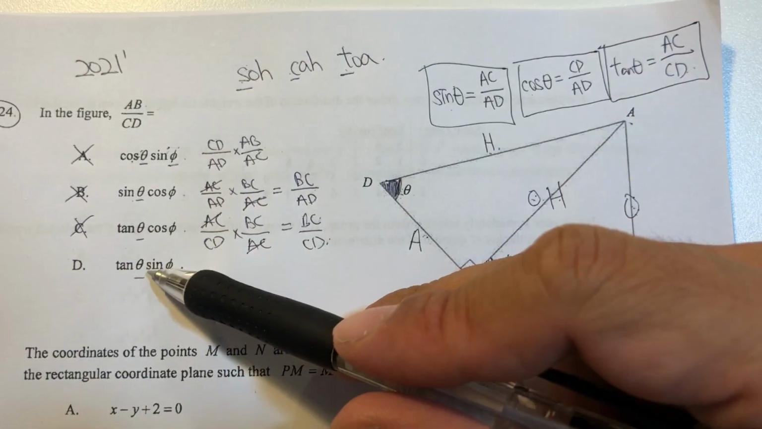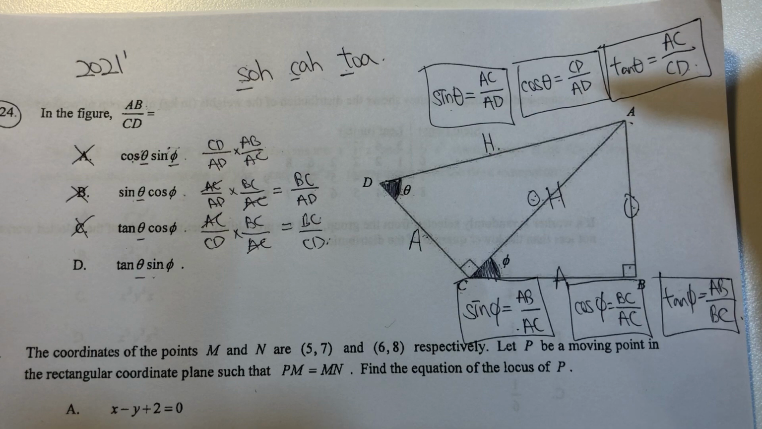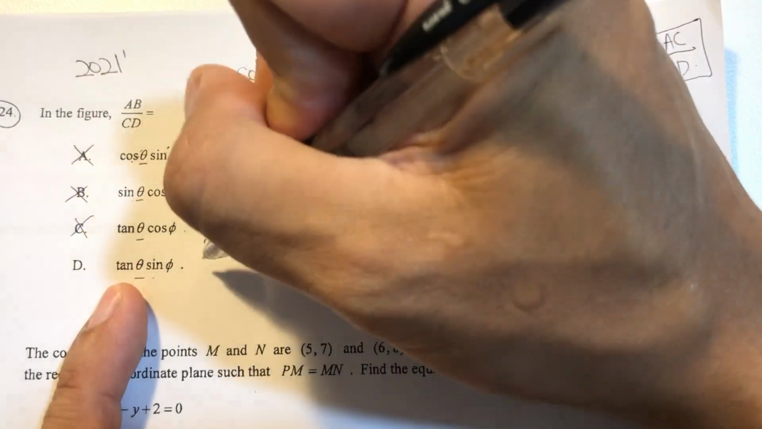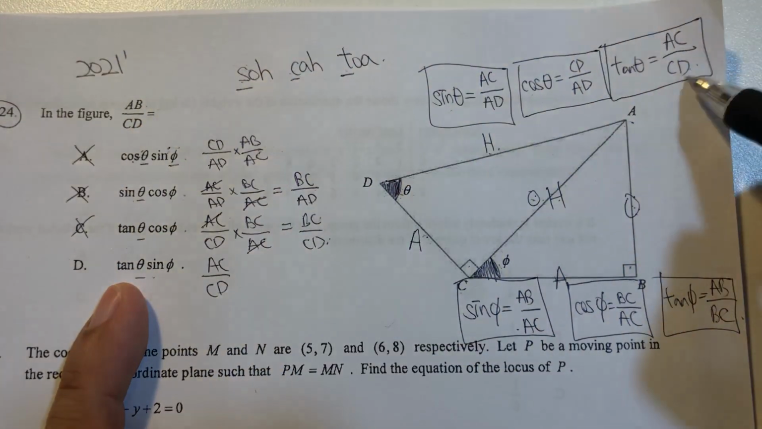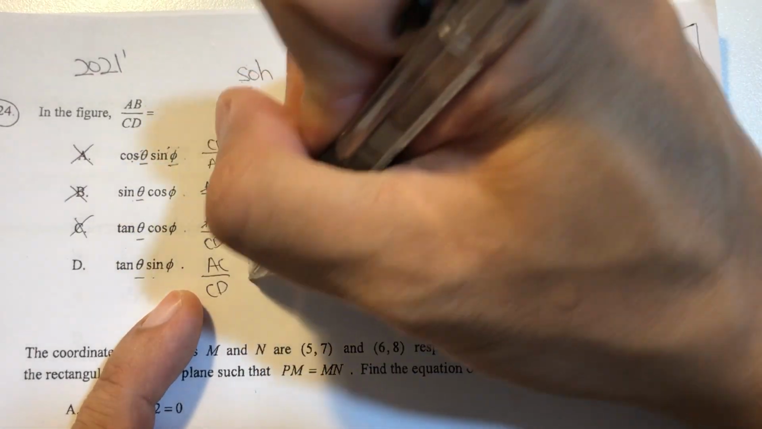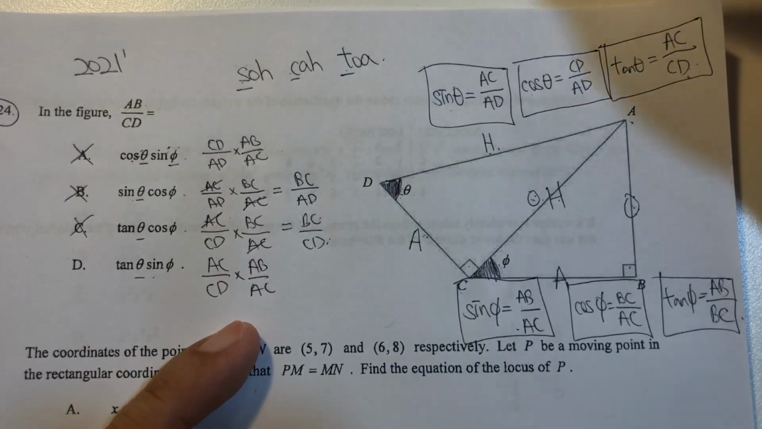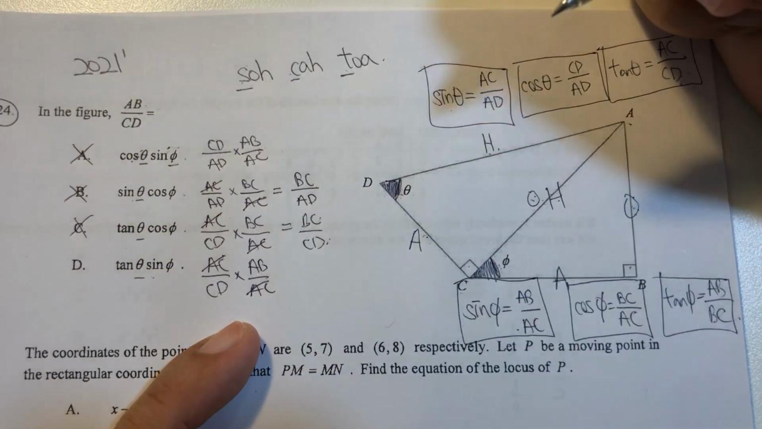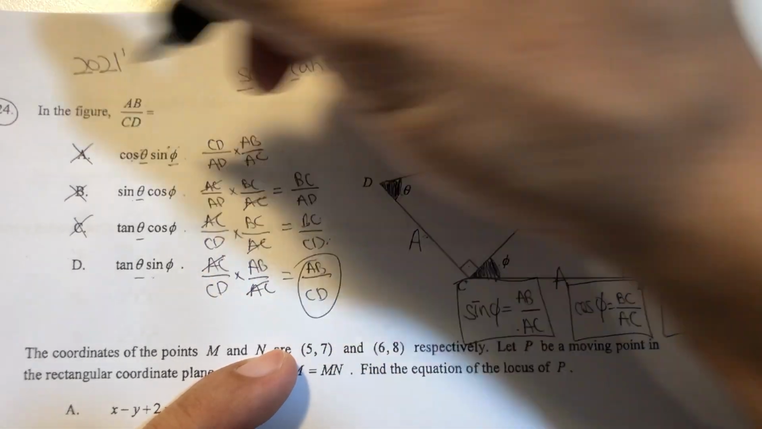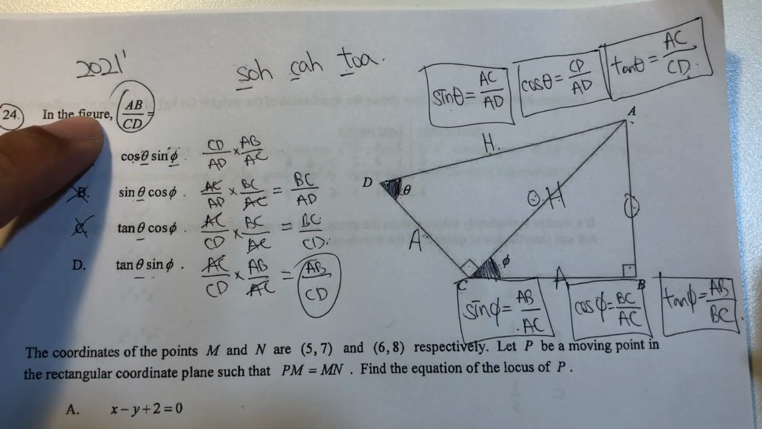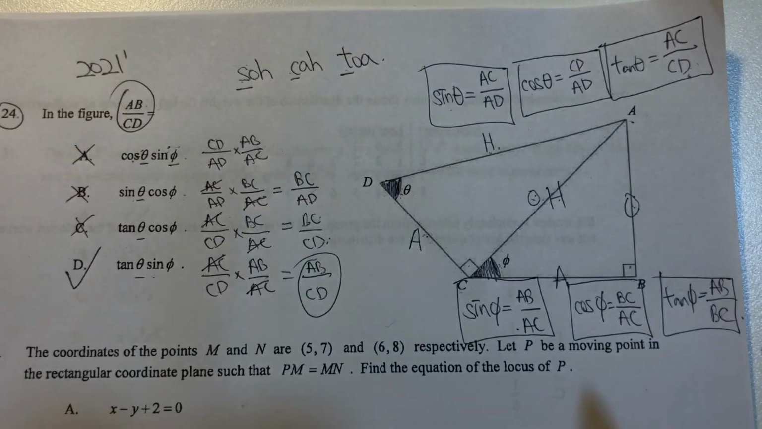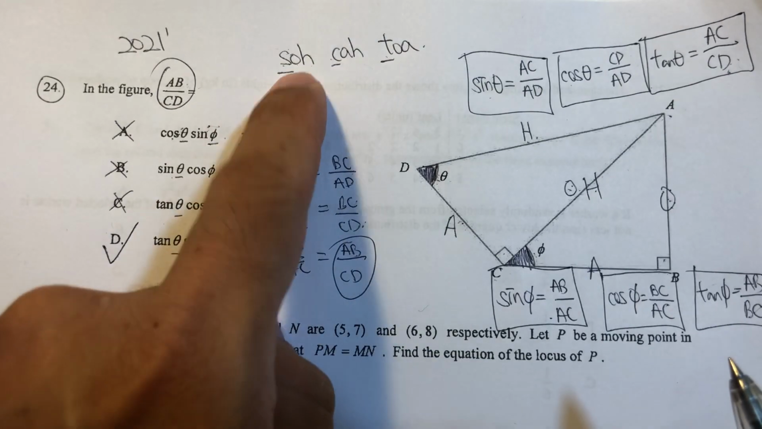We all know that the correct one should be D, and now let's show that it is the answer. So tangent theta is AC over CD, while sine phi is AB over AC. So likewise, AC and AC could be cancelled out, so that we have AB on top, CD on the bottom, which is the same as this one. Therefore, D is the answer. Okay, don't forget the shortcut part.